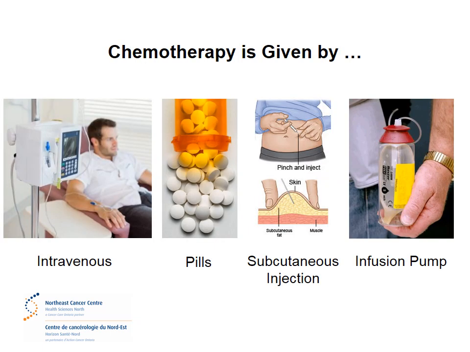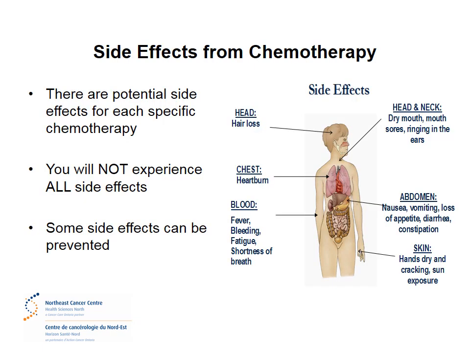Chemotherapy can be given by intravenous infusion, taken in pill form, given by an injection into fatty tissue, or through an infusion pump over a few hours or days. You may have chemotherapy in cycles, which means a period of treatment and then a period of rest. For example, a 4-week cycle may be 1 week of treatment and 3 weeks of rest. The rest allows your body to make new healthy cells.